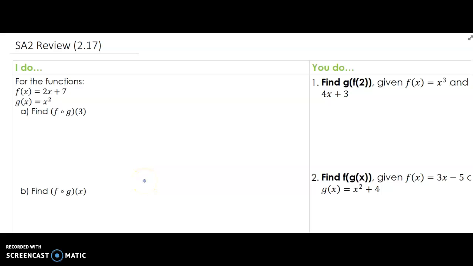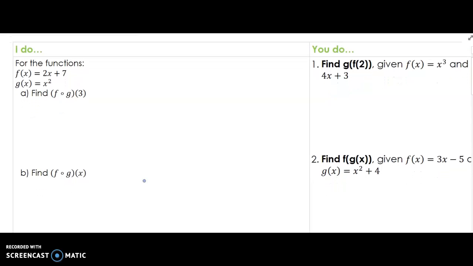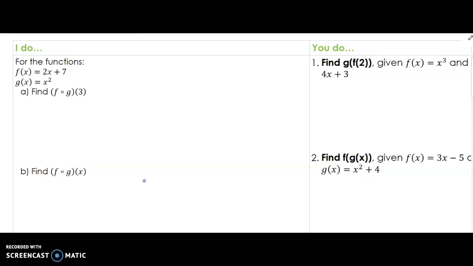Alright, welcome to our summative 2 review for some of the multiple choice and free response options that cover some of the topics that we have talked about in the second half of this unit. I'm going to go ahead and do the I do problems, and then I'll give us some time to try the you do problems on the right side of our papers as well after I do my example.